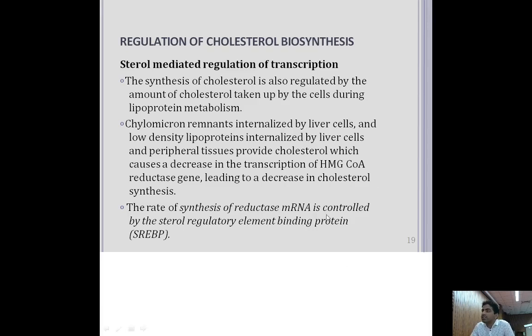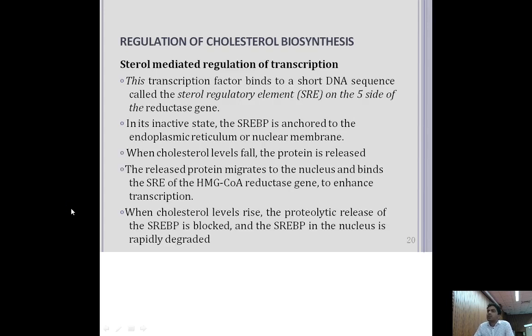So this rate of synthesis of reductase mRNA from the reductase gene is controlled by a protein known as SREBP, sterol regulatory element binding protein. Go back and read, and remember SREBP. So how does it happen? This transcription factor SREBP binds to a short DNA segment called the sterol regulatory element. In its inactive state, this transcription factor SREBP is anchored to the endoplasmic reticulum.